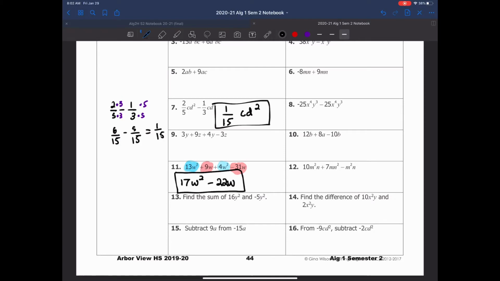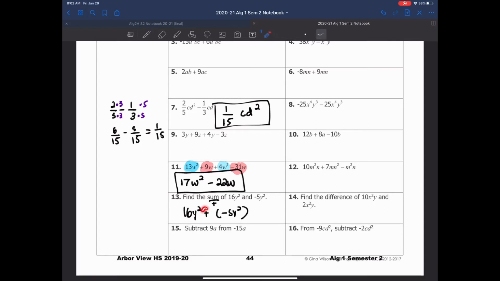Okay, what about if we have to convert words into mathematics? And this is going to be a little bit more tricky and more involved. So let's look at number 13. Find the sum of 16y squared and negative 5y squared. Well, we know that sum means we're adding the two numbers together. So what we're doing is we're taking 16y squared and we're adding it to negative 5y squared.